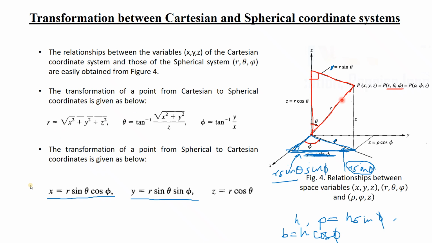Now from Cartesian to spherical is quite easy, because if you have x, y, z coordinates, then the radius will be the square root of the summation of the squares of all the three coordinates of the Cartesian coordinate system. Okay. Theta, what about theta? Then you have to concentrate on this particular right angle triangle once again.